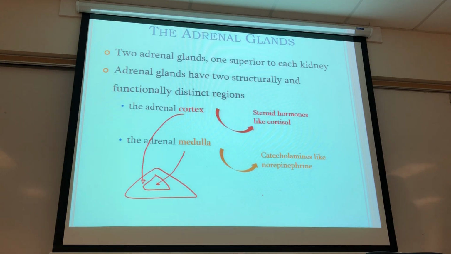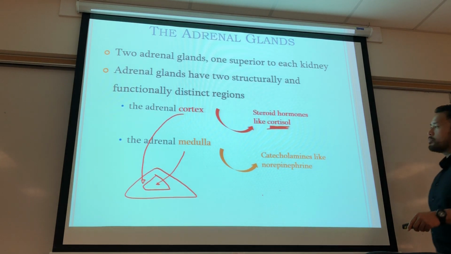These two different regions are going to create two different types of hormones. If you look at the term cortisol, it kind of has the term cortex in it. So we're going to be looking at different cortical steroids.